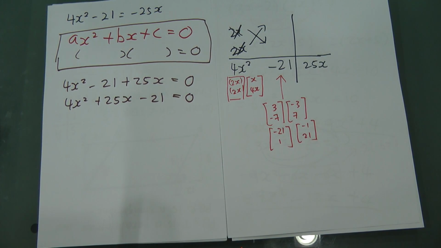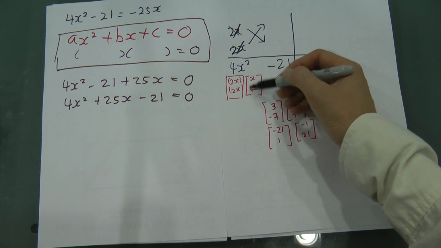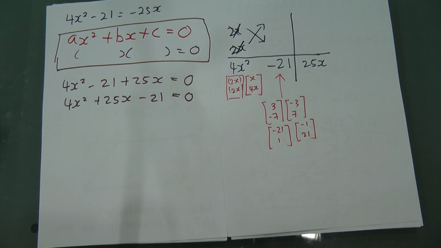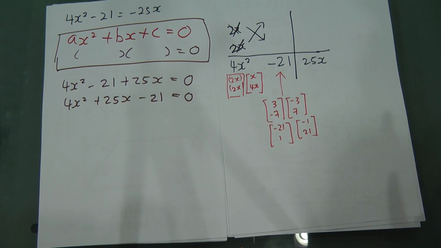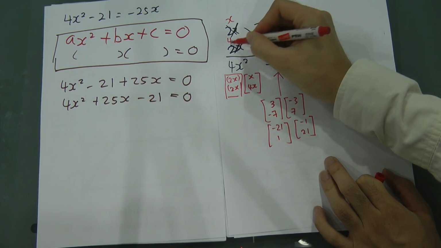So what you need to do is put the second combination, x and 4x. So let me put the x and 4x here. Imagine the first one here is x, then this one is 4x.